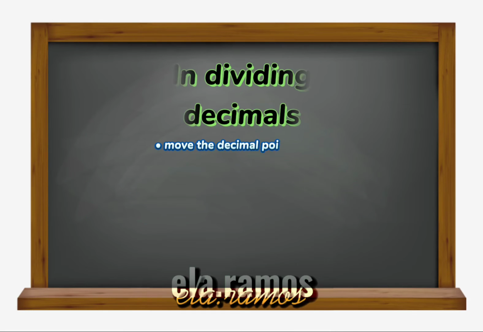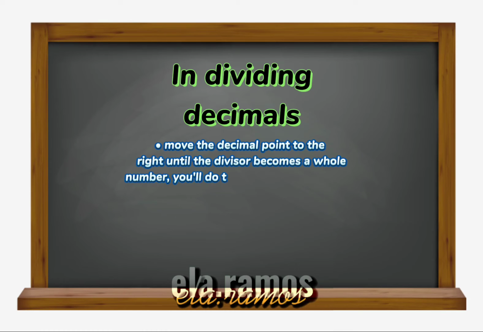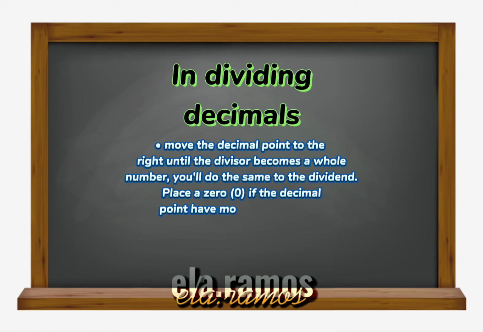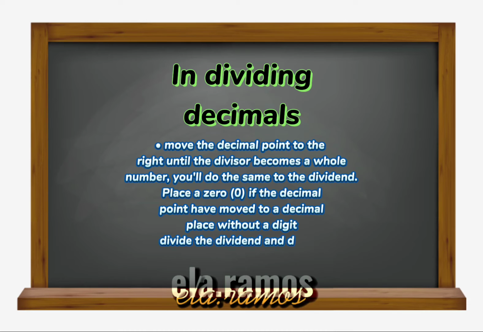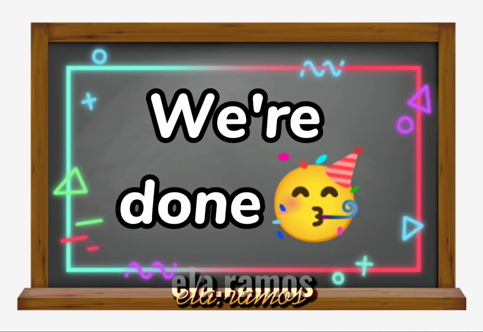In dividing decimals, move the decimal point of the divisor to the right until the divisor becomes a whole number. Move the decimal point of the dividend to the right by the same number of places that the decimal point of the divisor moved. Place a zero if the decimal point has moved to a decimal place without a digit. Divide the dividend by the divisor with the decimal point in its new position. Now I've already shared with you what I've learned about fractions and decimals.